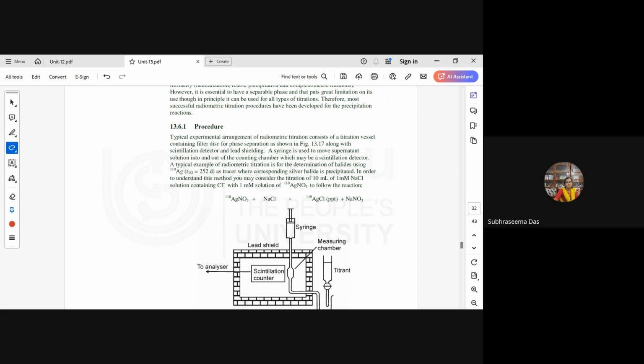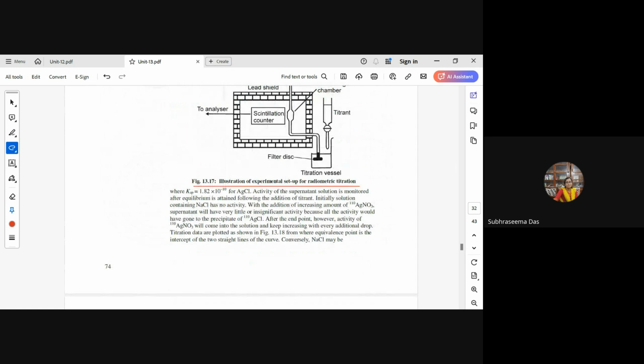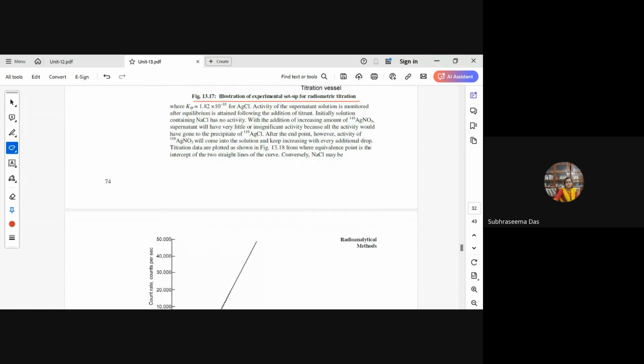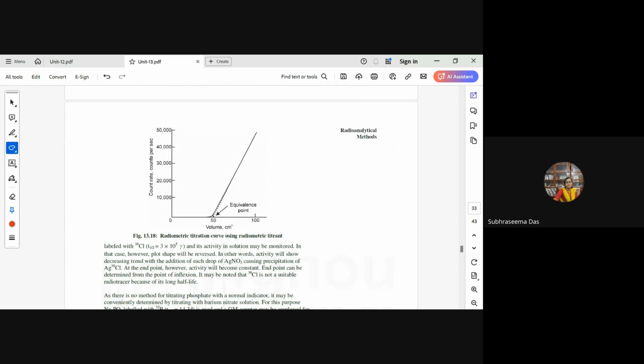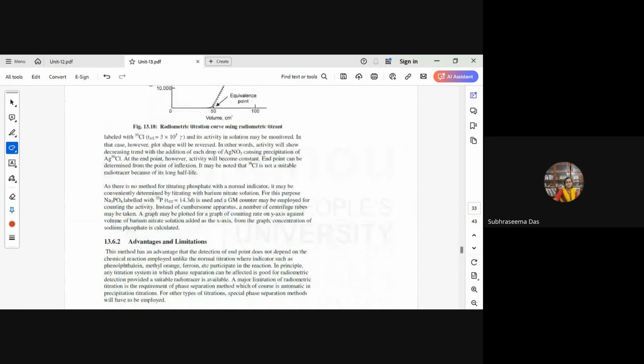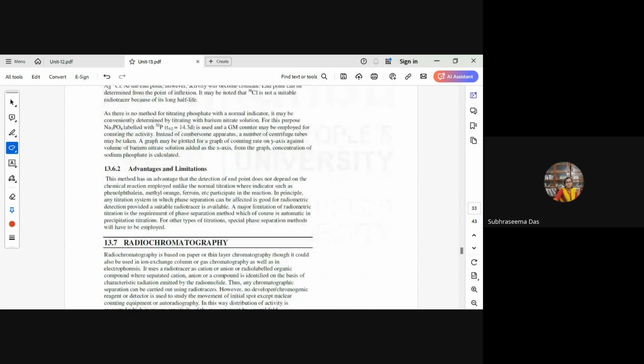So mostly a typical example of radiometric titration has been in the determination of halides using silver-110 as a radio tracer element, where the corresponding silver halide is precipitated. Other experiments have also been identified using radio isometry. Here, alternatively, advantages and limitations of RT.